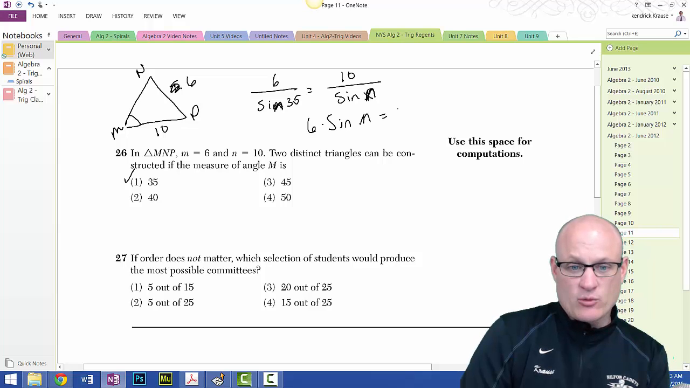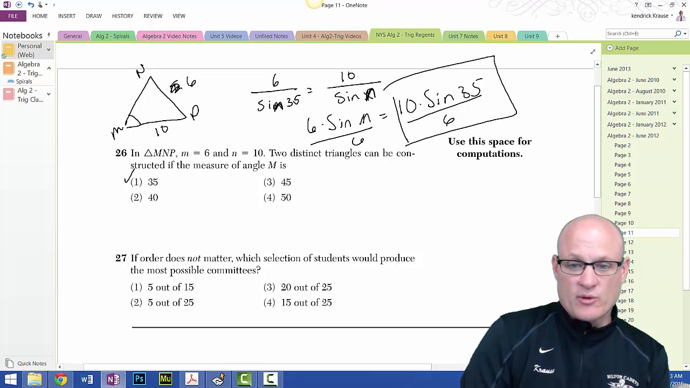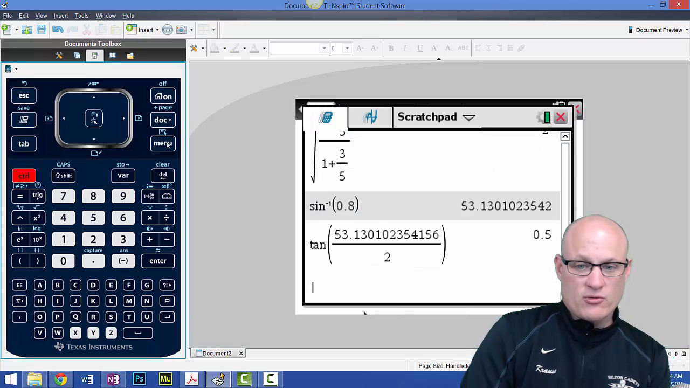Sine n equals 10 times sine of 35. And again, guys, if you're looking for an angle, at some point you're going to be doing inverse sine or inverse cosine. So I want to figure out what that's equal to. So I go back over here, I hit my calculator.